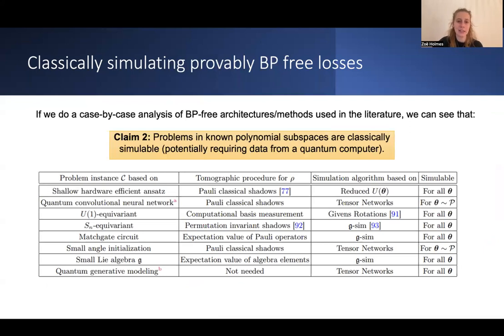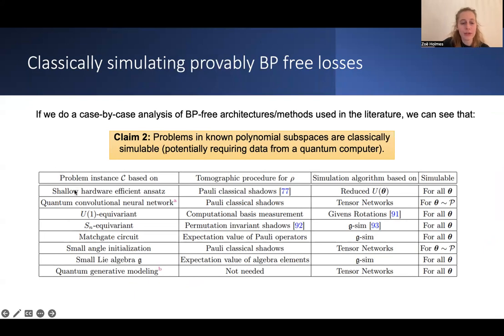Okay, so then again, we do a case-by-case analysis of all the provably barren-plateau-free architectures and methods used in the literature. And what we see is that all the problems known to live in polynomial subspaces are classically simulable, though they potentially require data from the quantum computer if your initial state is not classically simulable.